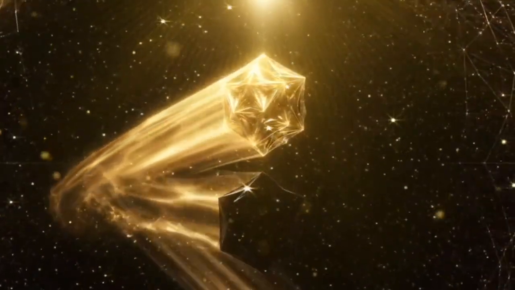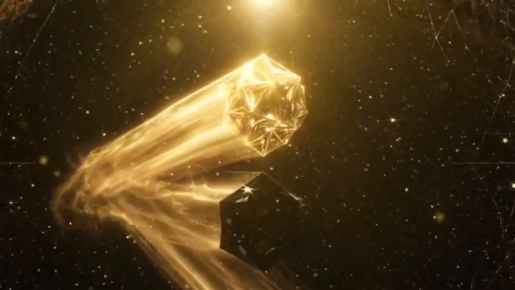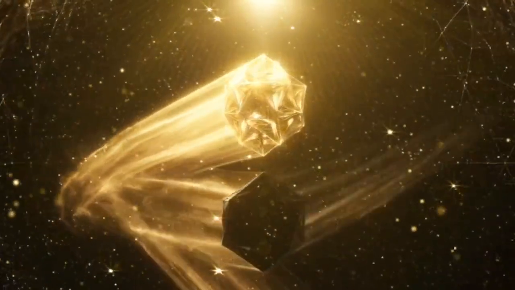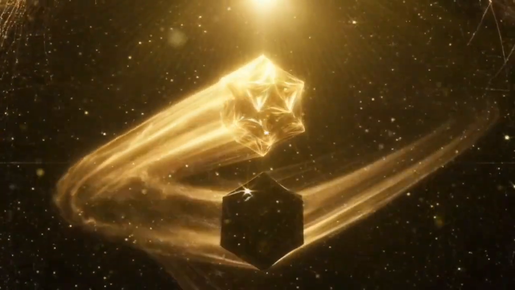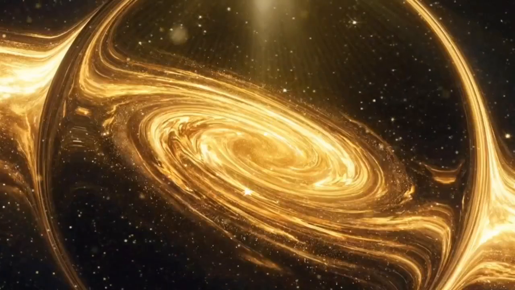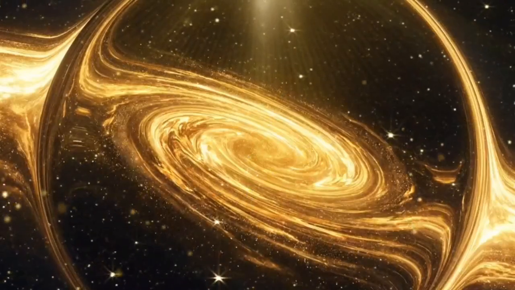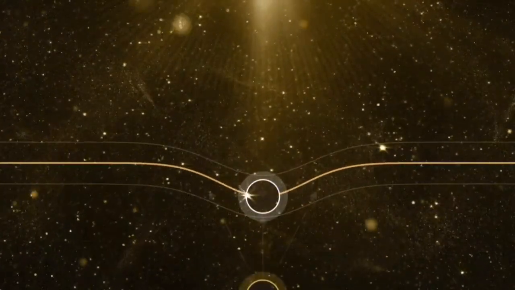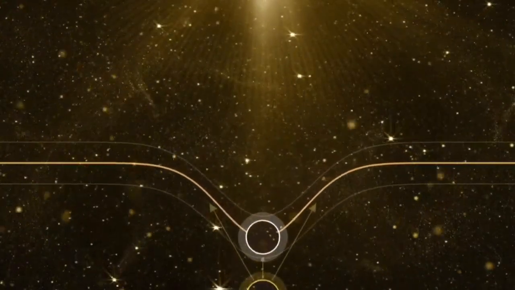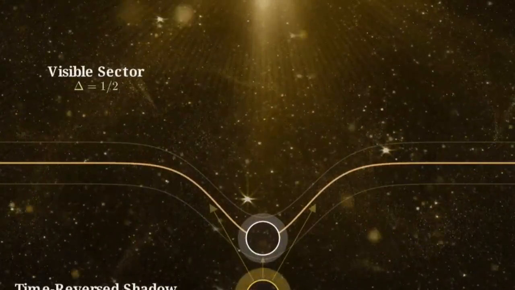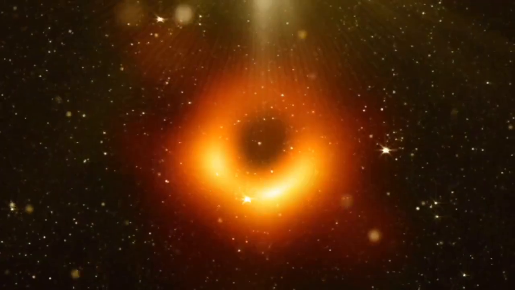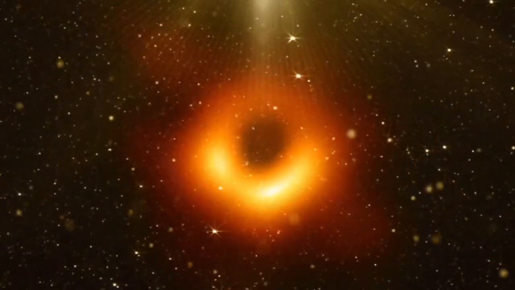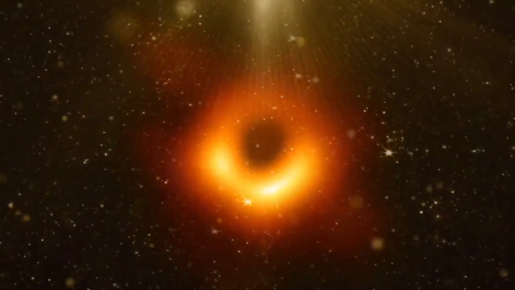Every particle we observe is paired with a geometric shadow, a mirror image existing in a time-reversed sector of the cosmos. This explains the dark matter anomaly without a single new particle. What we interpret as a mysterious, invisible substance is actually the gravitational pull of our own universe's time-reversed shadow. We perceive it as dark because it interacts with our sector exclusively through the curvature of gravity.